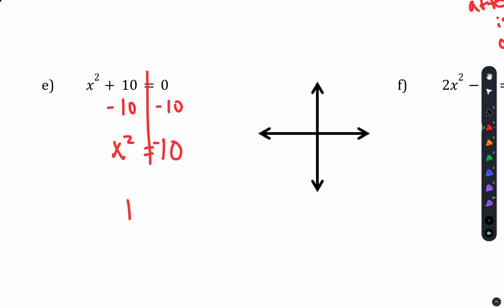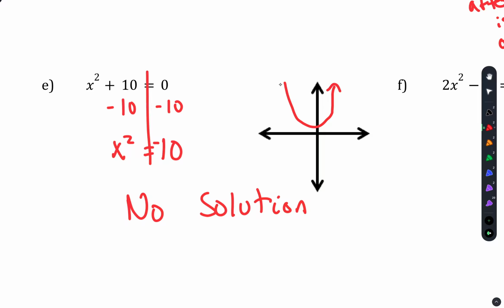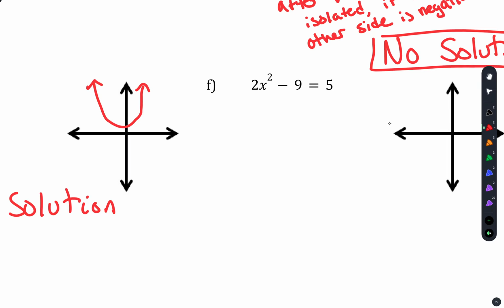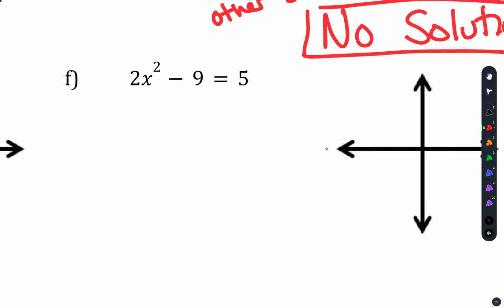Okay, so again, no solution. And my graph looks like this, where it doesn't cross the x-axis. Good there? Okay, look at F. I want you to change this first number to negative 2. Put a negative in the front. Just see what happens.